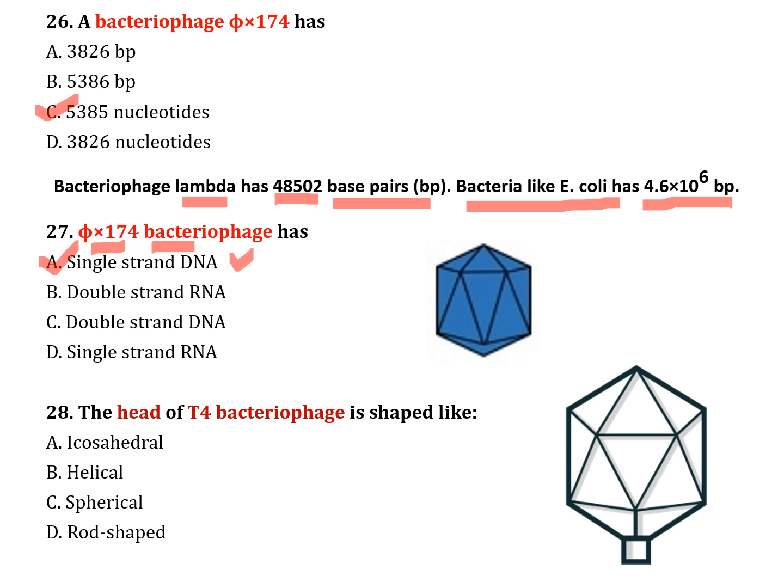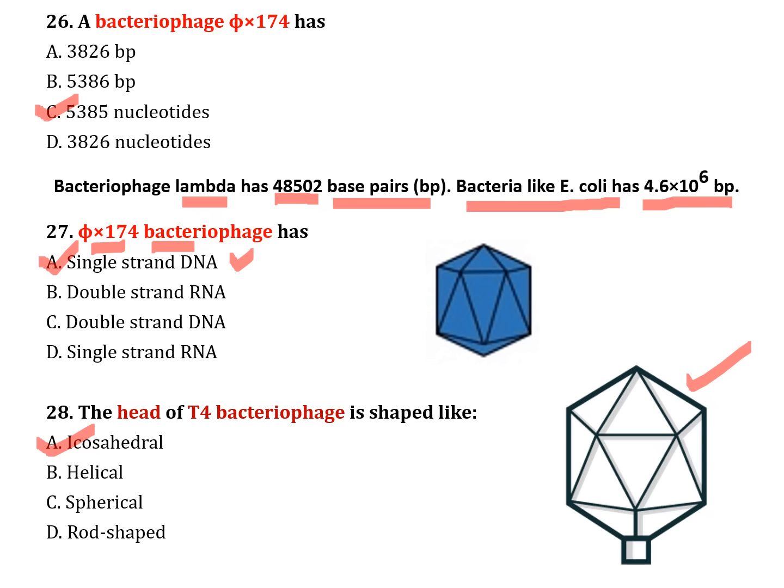The head of T4 bacteriophage is shaped like option A, icosahedral. Option B, helical. Option C, spherical. Option D, rod shaped. Correct answer is option A, icosahedral. This is the structure of an icosahedral head. The next question, number 29.